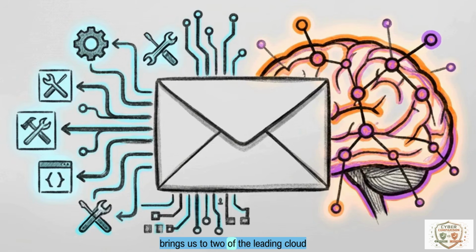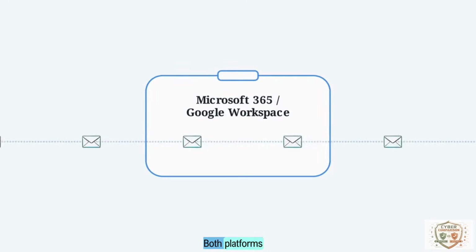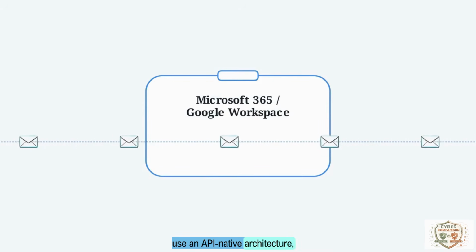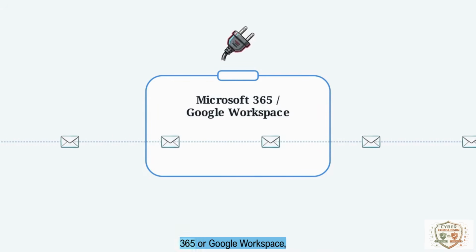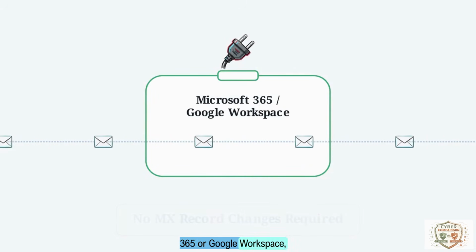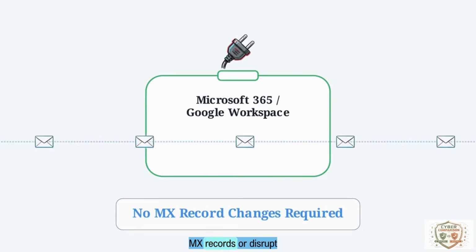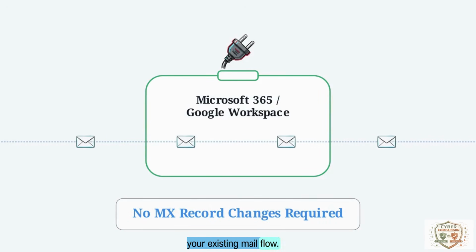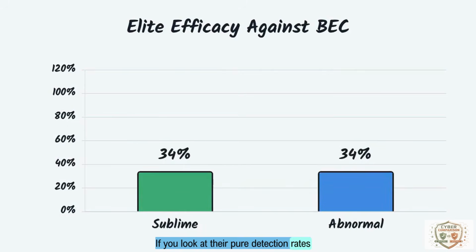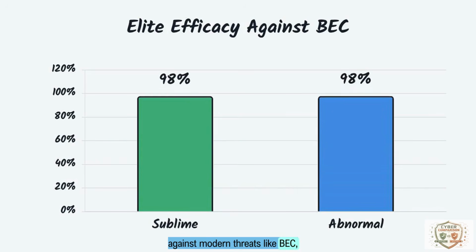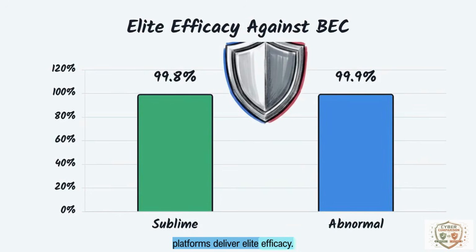That brings us to two of the leading cloud email defense platforms designed to solve this exact behavioral problem: Sublime Security and Abnormal Security. Both platforms use an API-native architecture, connecting directly into Microsoft 365 or Google Workspace without requiring you to change MX records or disrupt your existing mail flow. If you look at their pure detection rates against modern threats like BEC, both platforms deliver elite efficacy. The numbers are extremely close.